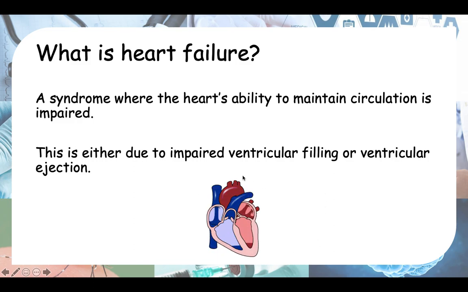So what causes this impairment of the ability to maintain circulation? It can be either due to ventricular filling. So this is your heart. The top part here is called the atria, and the bottom part is called the ventricles. Ventricular filling is when the blood is going into the ventricles, as you can see here, or it can be a problem with ventricular ejection, and we will see what kind of conditions cause the problems in filling or ejection later on.